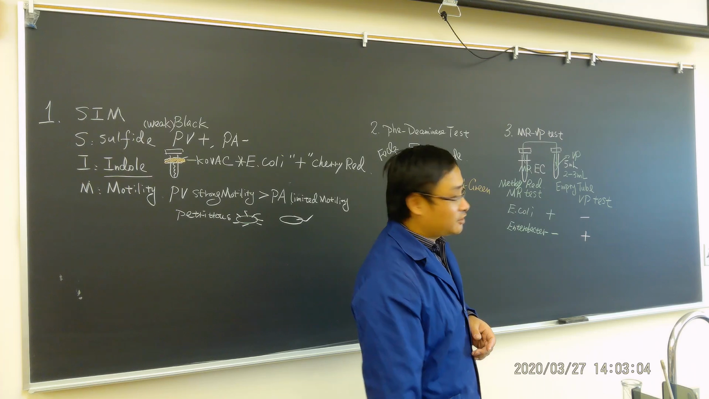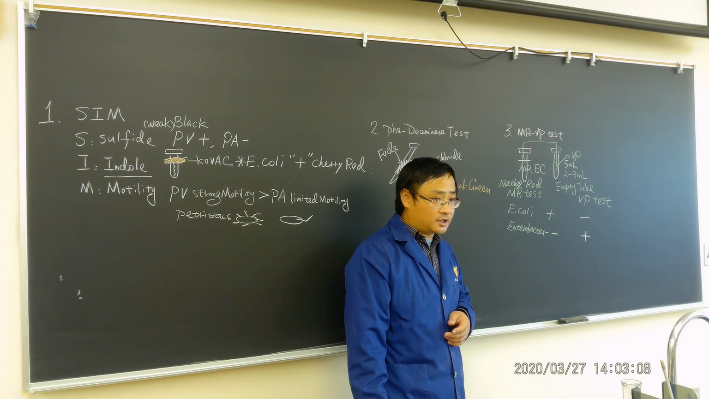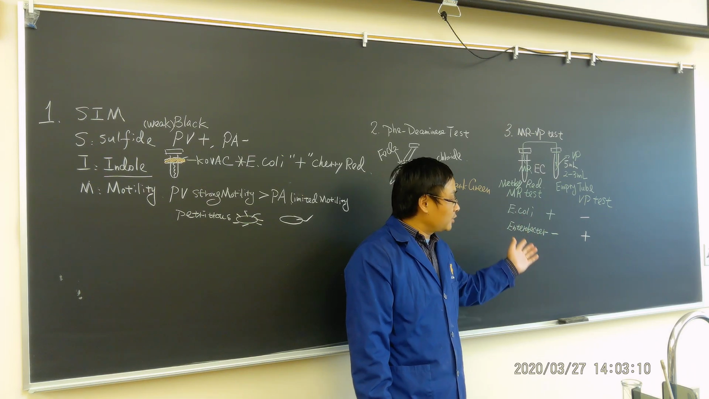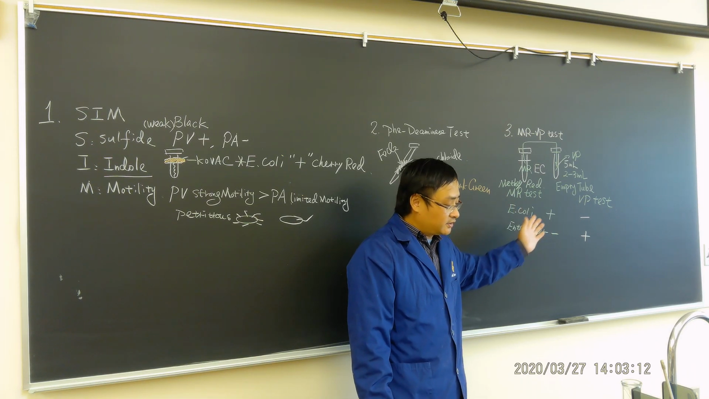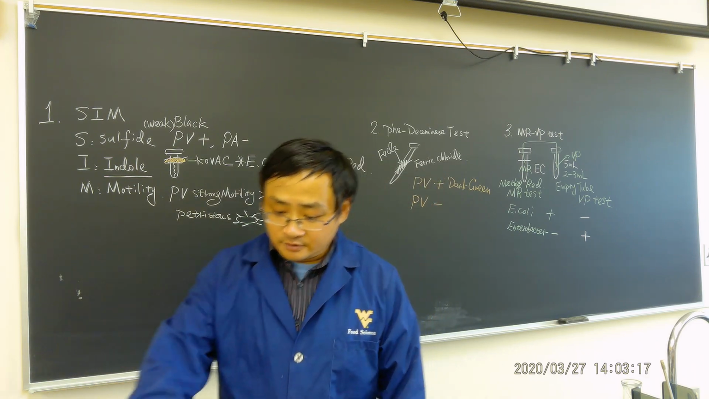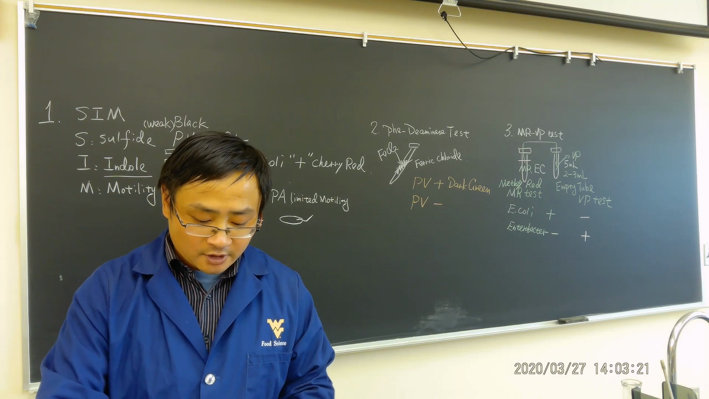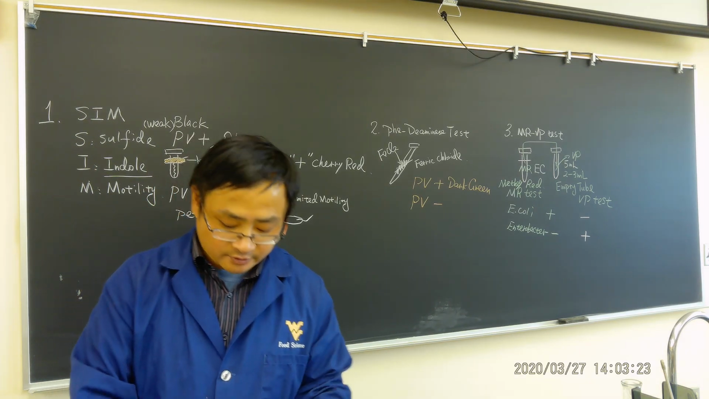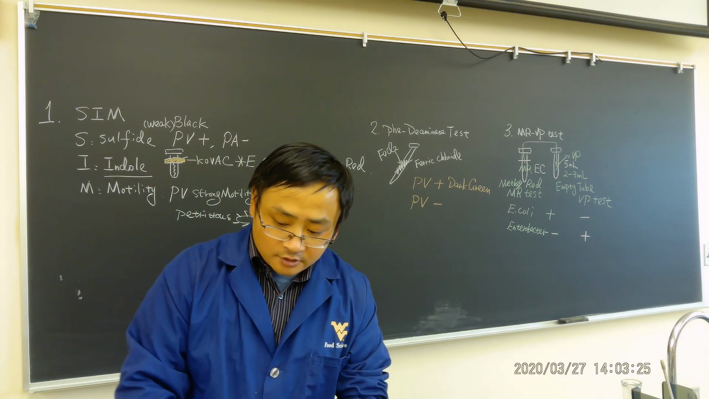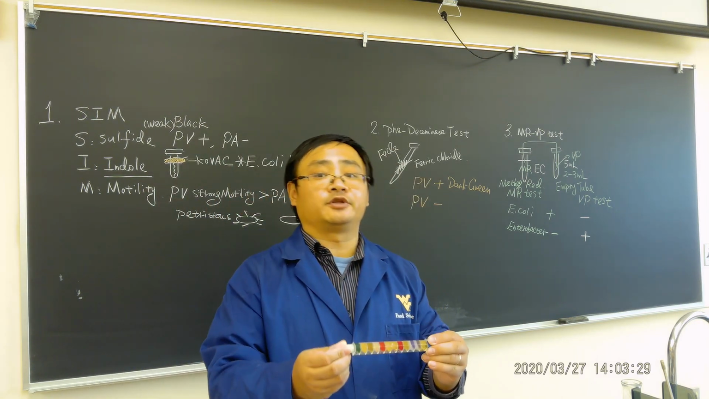Remember IMViC test? So in the MRVP, Voges-Proskauer and citrate, and I wrote that positive, negative, positive. So that's a way to differentiate that. Okay. It's pretty simple, not that difficult, but I just want you to learn about something. Now, this one I will be very brief. I'm not going to go very detailed. Okay.